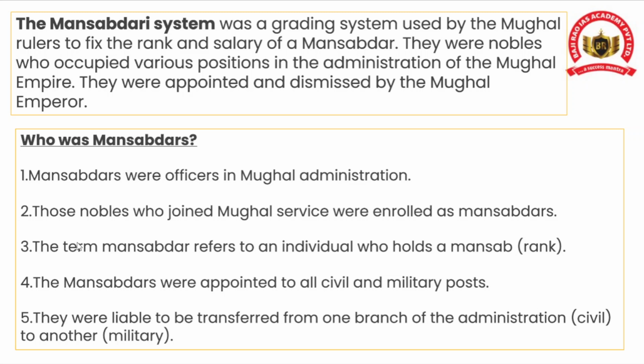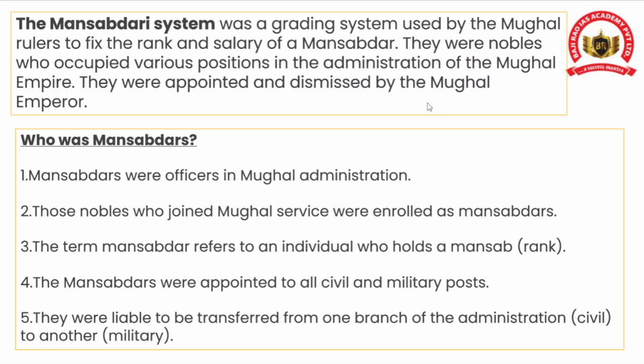First and foremost, you need to define the Mansabdari system. The Mansabdari system is usually a grading system, meaning it grades the officers under the Mughal ruler. This grading system was used by the Mughal rulers to fix the rank and salary of Mansabdars. Under each Mughal ruler there were Mansabdars, and this system was used to grade the officials and fix their rank and salary.